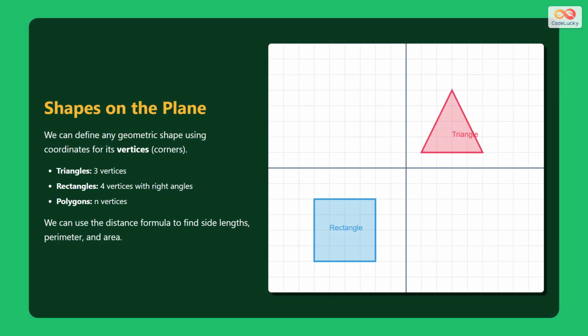Once we have points and lines, we can build shapes. Triangles, rectangles, and polygons can all be defined by the coordinates of their vertices. We can then use the distance formula to calculate their perimeter and other formulas to find their area, all directly on the grid.